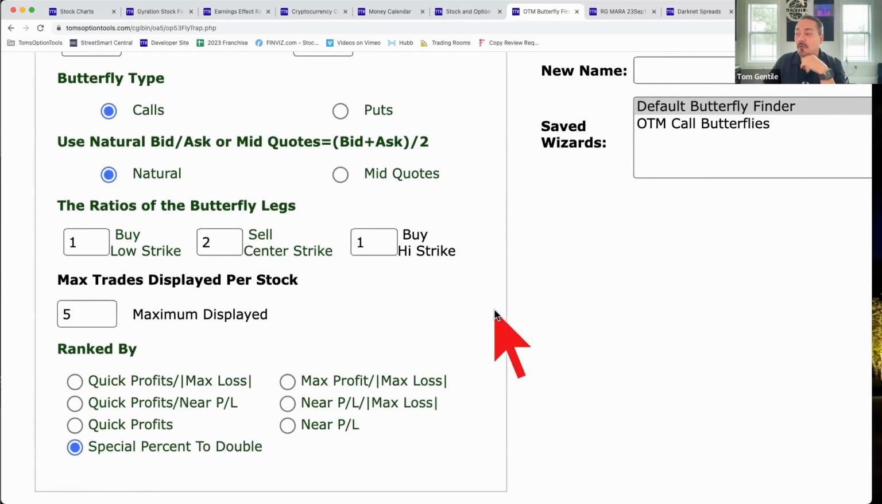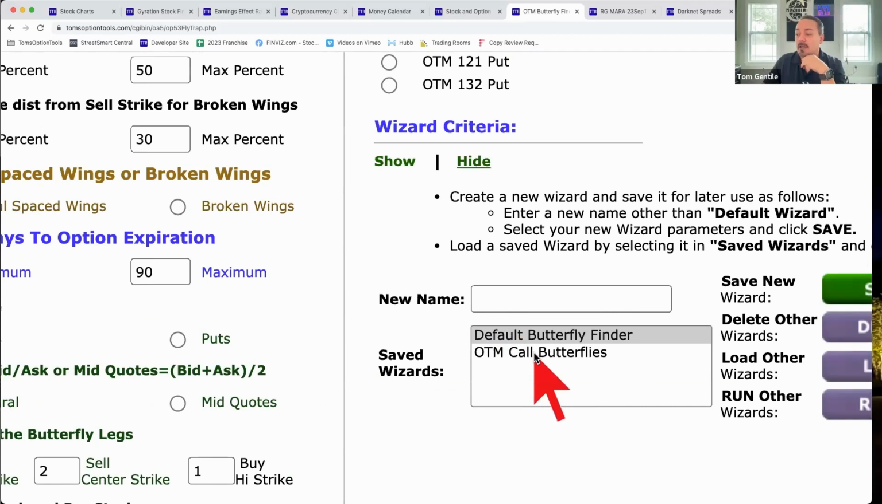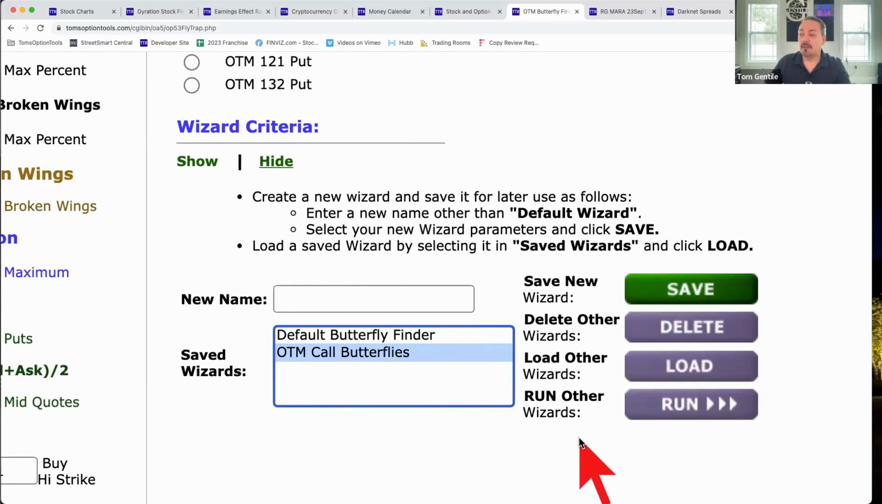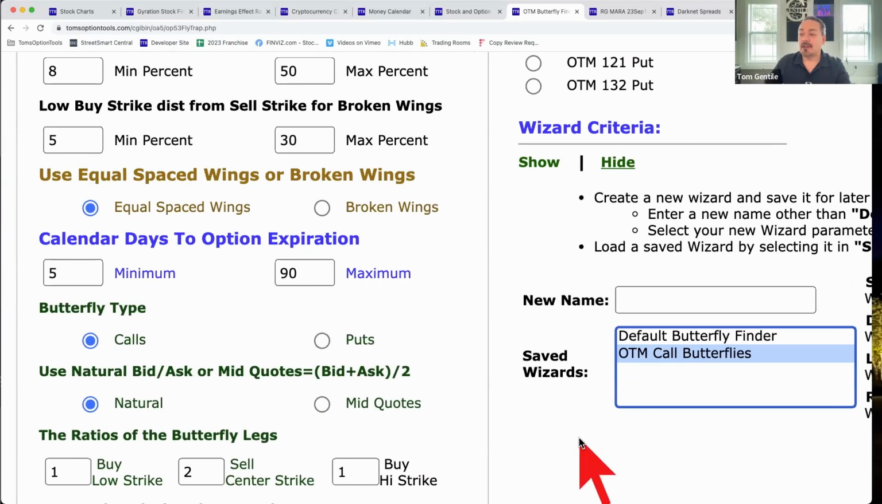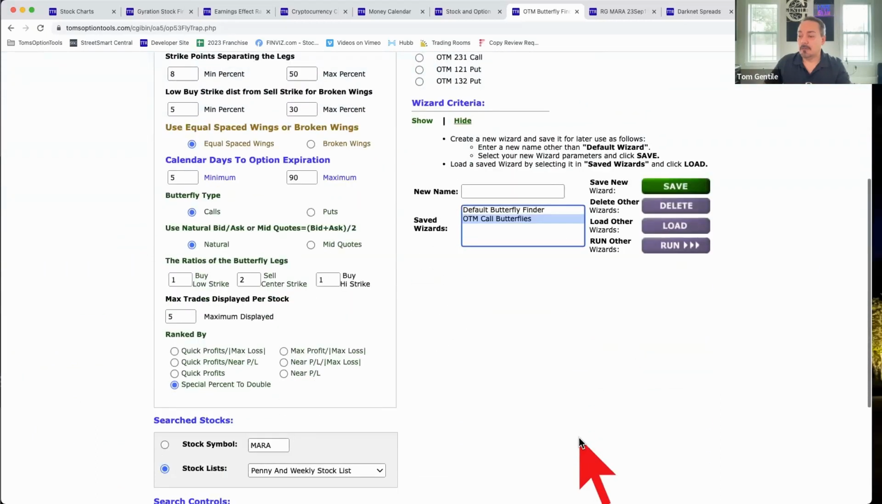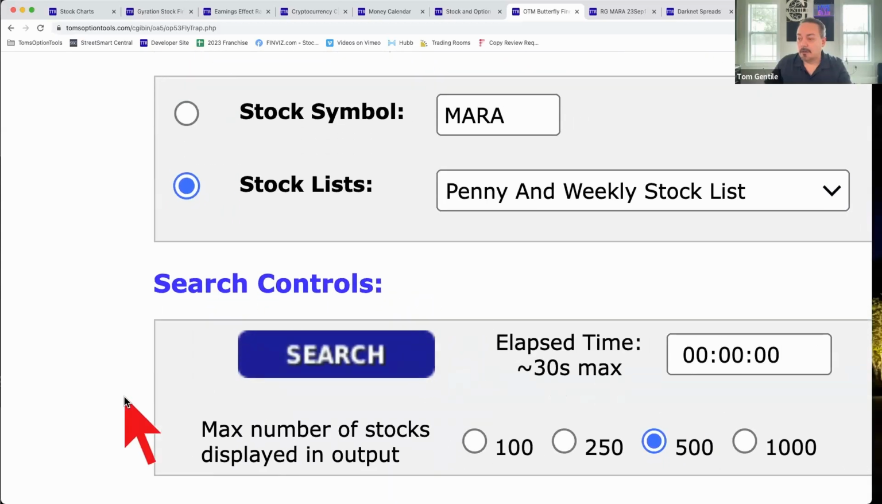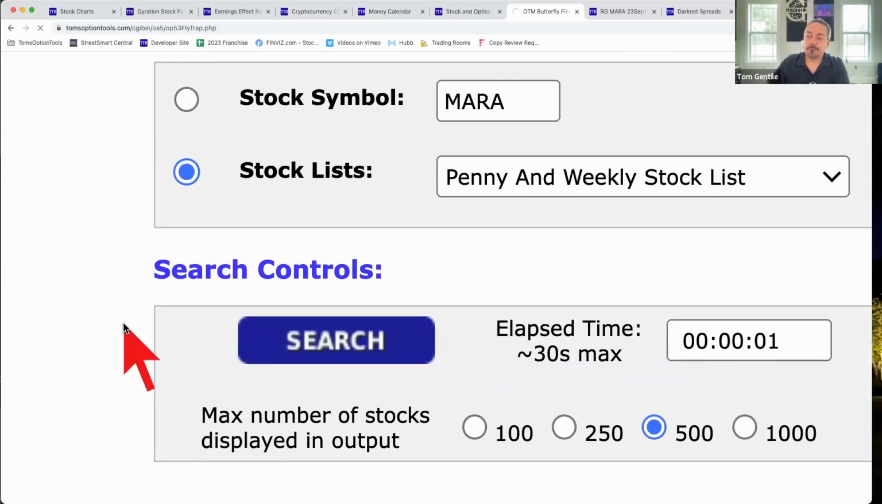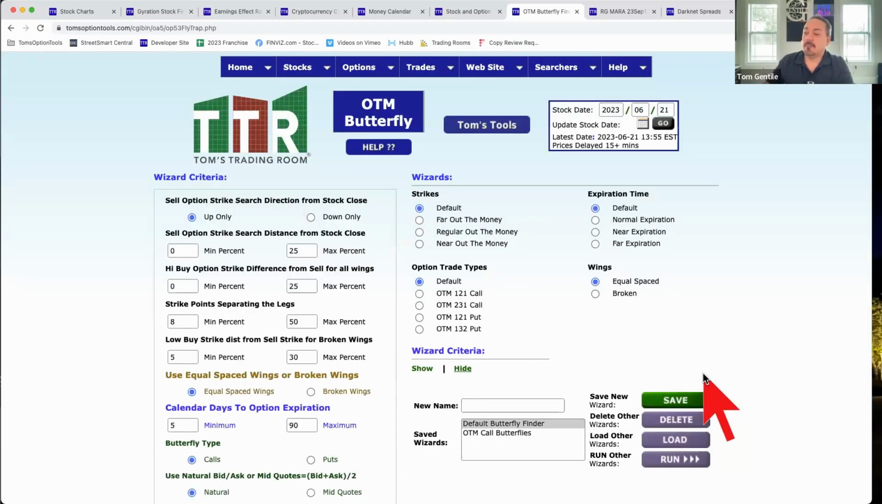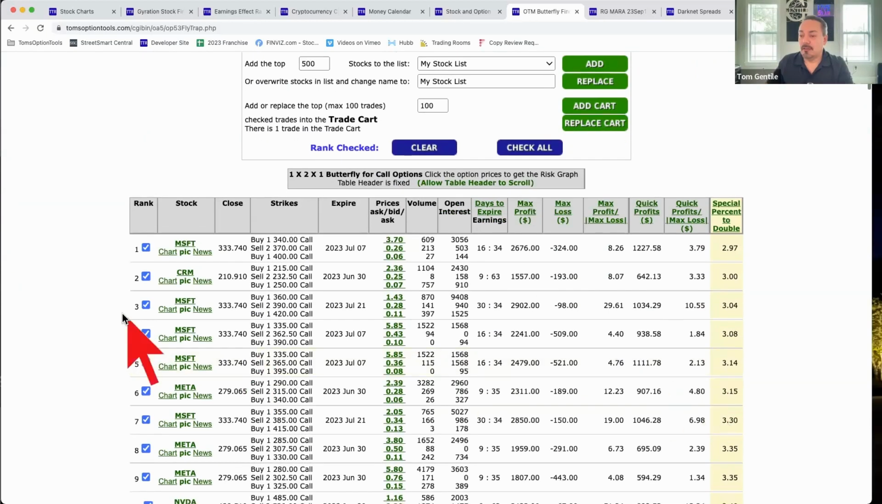All right, I'm going to put on one called out of the money call flies. I'm going to set that up and look at it with the penny and weekly stock list down here. Let's go ahead and do a search. Let's see what we get in terms of out of the money call butterflies, which would be if we're looking at a bullish environment on the top optionable, most liquid stocks available out there. What is it going to come back and tell us, some ideas?